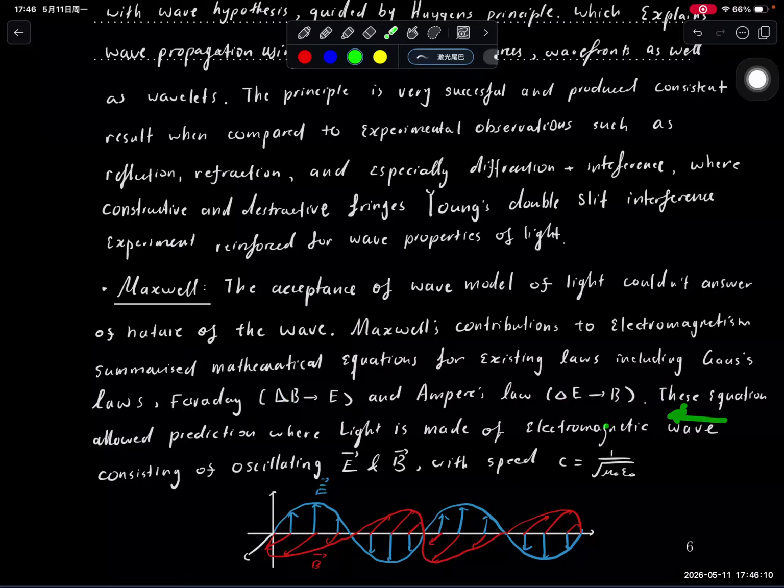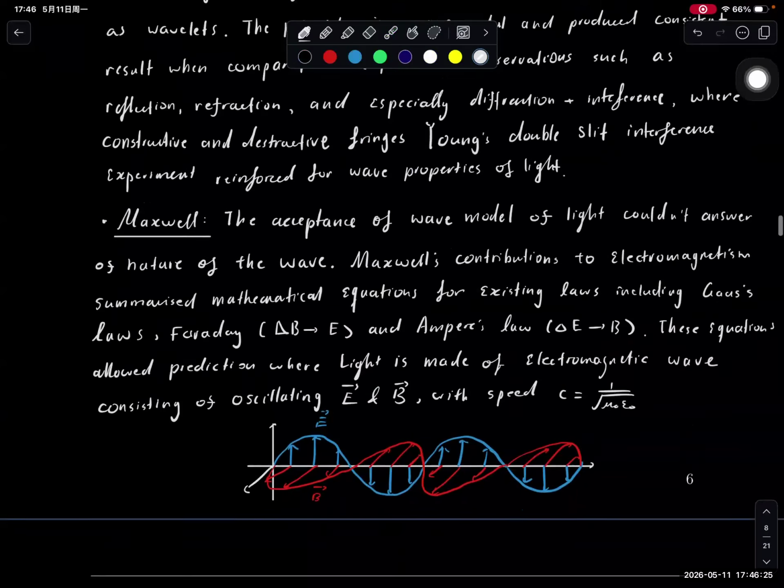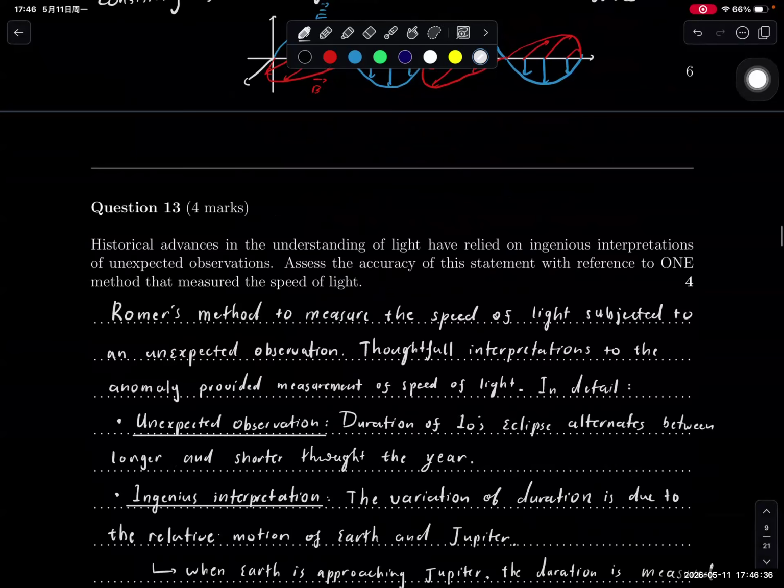And these equations allowed predictions where light is made of electromagnetic wave, right, consisting of oscillating electric field and magnetic field, together with the speed of c equals that, and then make sure to draw a diagram. Electromagnetic waves are kind of a hard diagram to draw, but you can try. Does that make sense? Good. Question 13.